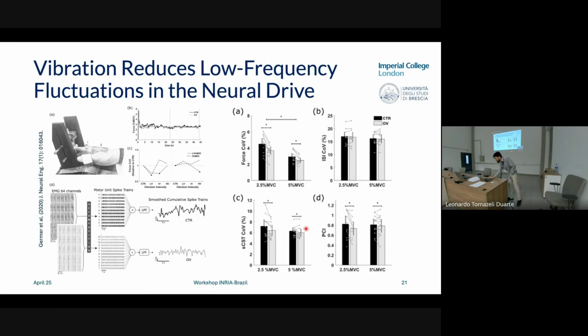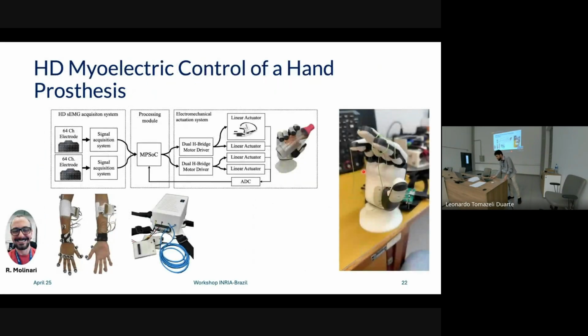And we observe that the neural drive for the muscle that is estimated by this smooth and cumulative spike train that is calculated from the spike trains of these neurons is reduced without a reduction in the variability of the spike times. So the decrease in force variability is not caused by the reduction in variability of the discharge of these neurons, but by the reduction in the common fluctuations of populations of neurons that drive the muscle fibers.